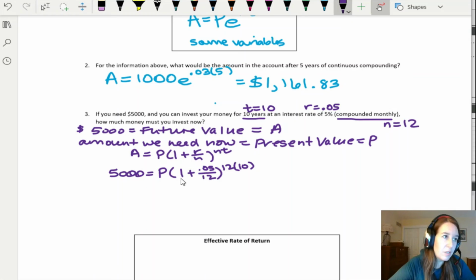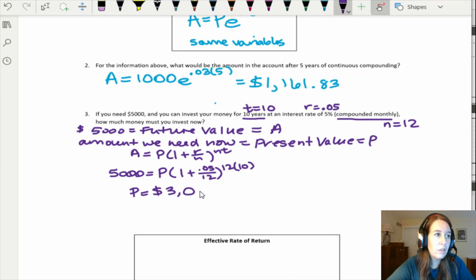So to solve this is pretty simple because we just need to take this into our calculator, 1 plus 0.05 over 12, all raised to the 120. Okay, get that number, and then do 5,000 divided by that number, right? This is actually still just an exponential type problem, no logs involved or anything because we're not solving for something in the exponent. So just get this number and take 5,000 divided by it. So the principal is equal to 3,035.81.